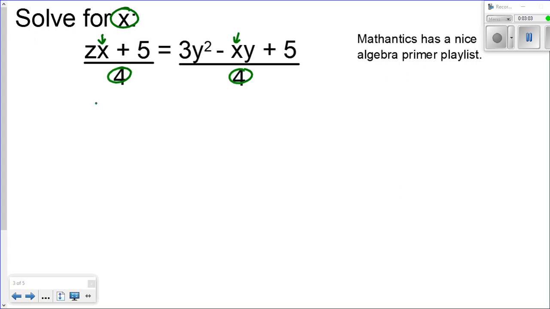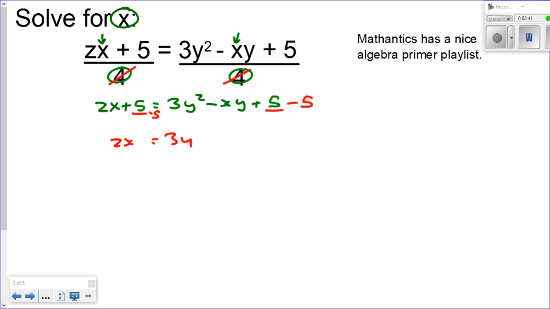So here's our first step: zx plus 5 equals 3y squared minus xy plus 5. So we've taken out the two 4's on both sides because they're being done to both sides, and you can reverse that. Next line, we're adding 5 to both sides. If we were only adding 5 to one side, we'd be able to do this too. The trick is, if they're adding on both sides, then we subtract from both sides. So we're just going to add a minus 5 here and a minus 5 over here, which leaves us with zx equals 3y squared minus xy.